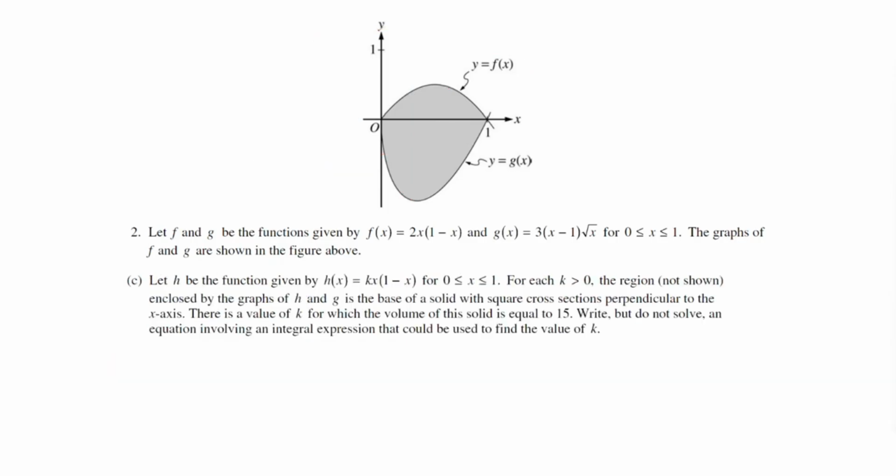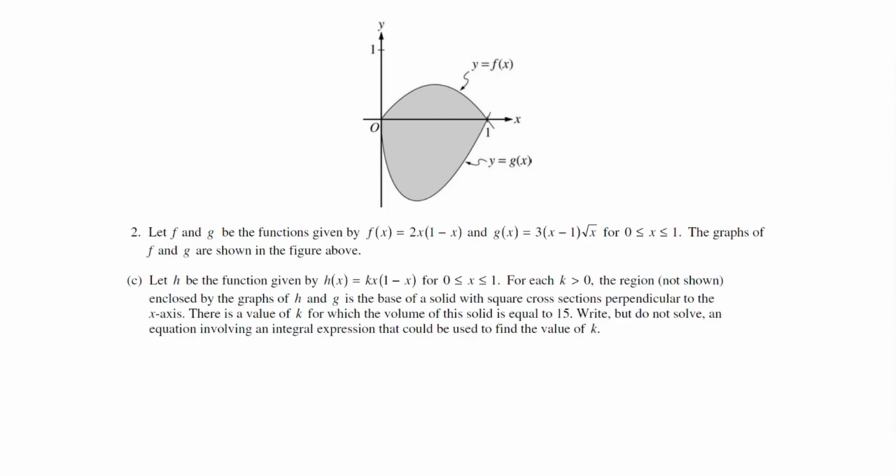And here in part C, it says we've got a new function, h, that is given by kx times 1 minus x. And we've got x between 0 and 1, so the same kind of bounds we have in this first one. And for every k greater than 0, the region enclosed between h and g is the base of a solid with square cross sections perpendicular to the x-axis. And so what we want to do, we're saying there's a value of k for which this volume is 15. We want to write but not solve an equation with an integral that could be used to find k.